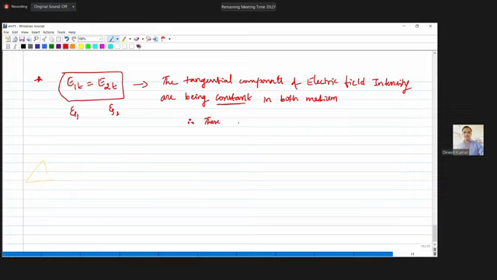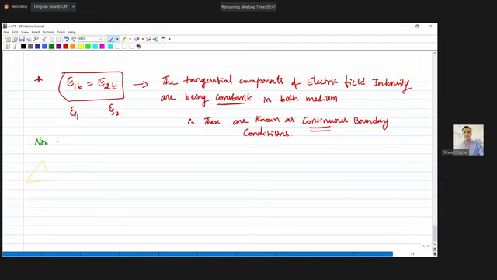So these are known as continuous boundary conditions. What are continuous boundary conditions? That is, the tangential component of electric field intensity for a dielectric medium is continuous. So this is for a dielectric medium.